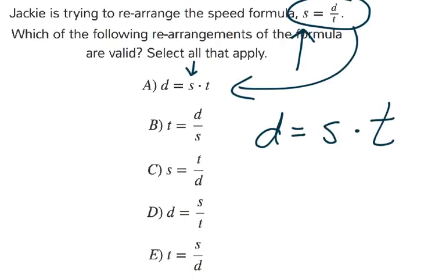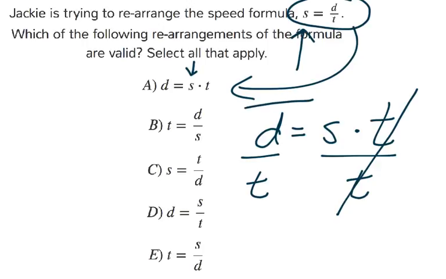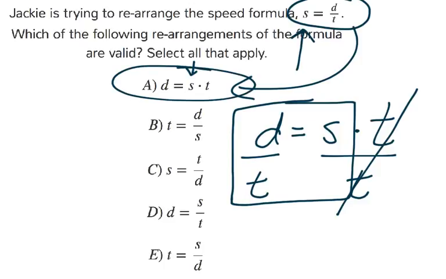So let's write d equals s times t. That's the original answer A. I'm going to divide both sides by t. These cancel out. And as you can see, I'm left with s equals d over t. And that is the exact same formula we started with, the speed formula. So A is valid. That might be one of our answers.